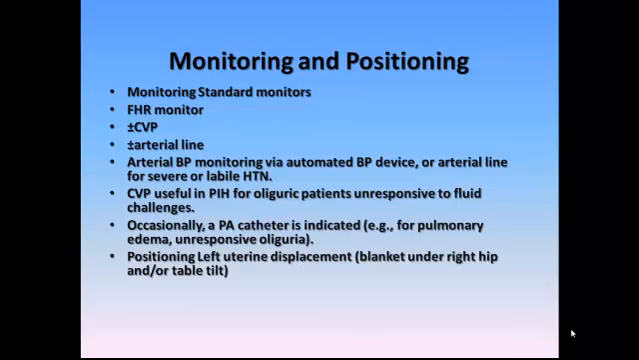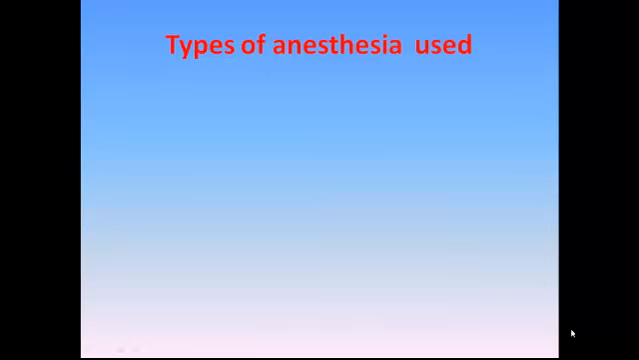What about the position? The position should be left uterine displacement. A blanket under the right hip, or the table should be tilted. Why should we do that? To minimize the aortocaval compression.